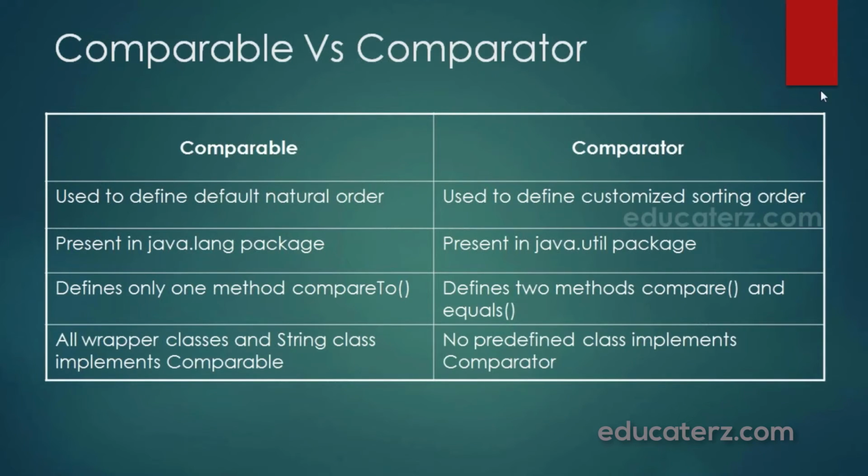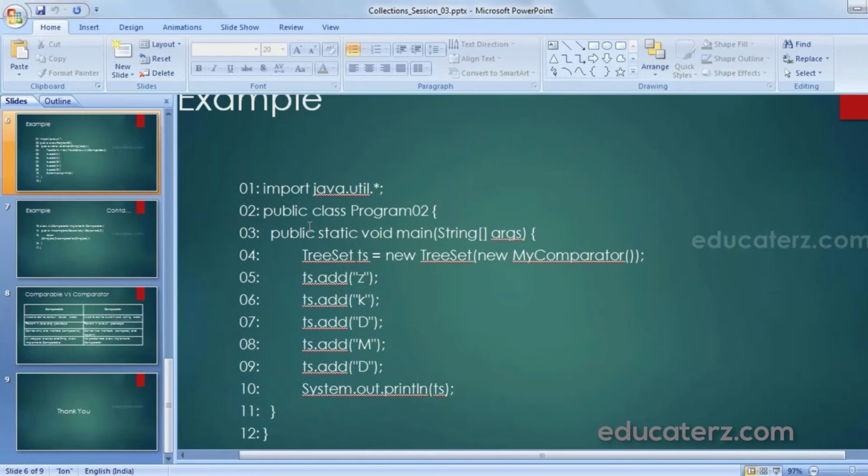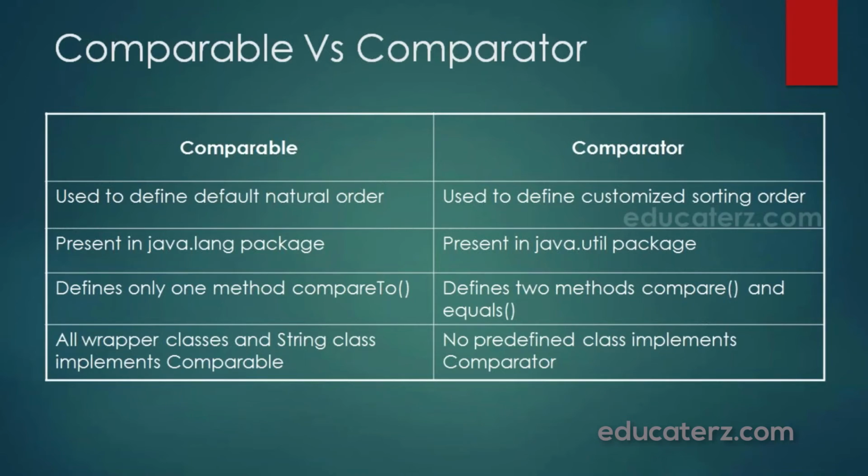Coming to the differences between Comparable and Comparator: Comparable is used to define the default natural sorting order. For customized sorting order, we use Comparator. Comparable is present in the java.lang package, whereas Comparator is present in the java.util package. Comparable has only one method, compareTo. Comparator has two methods, compare and equals.